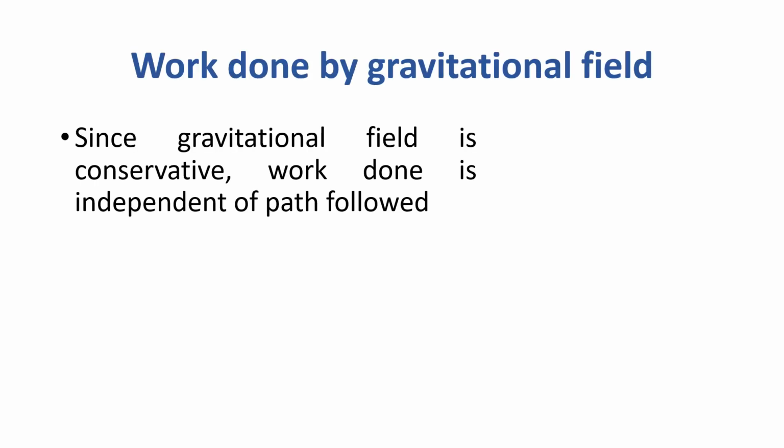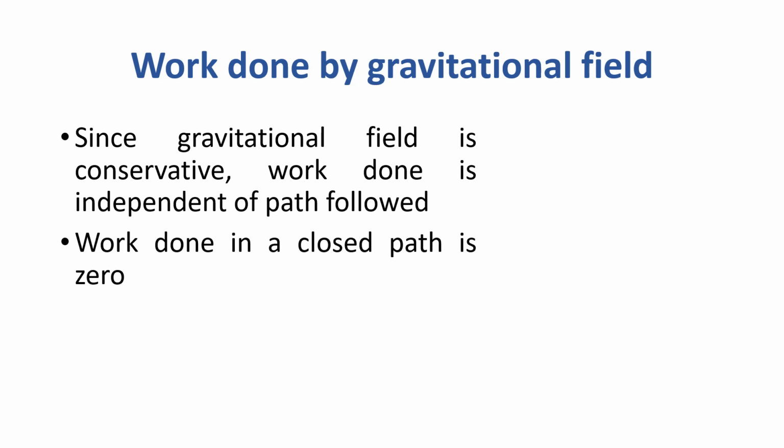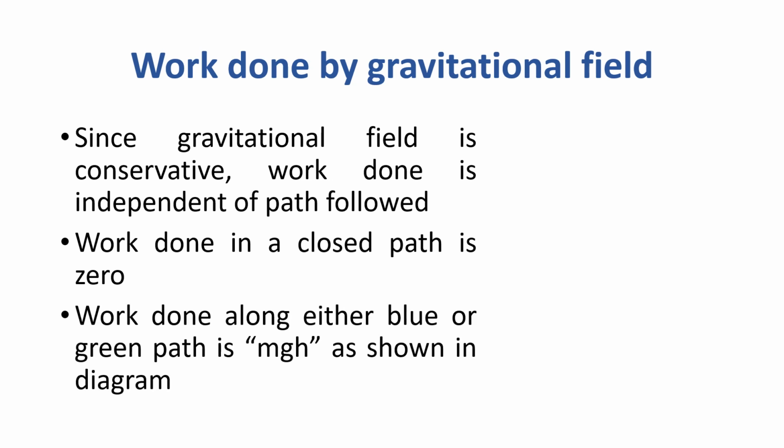Then we say that gravitational field is a conservative field. So the work done is independent of the path followed. यानी अगर आप gravitational field को consider करते हुए work को देखते हैं तो if the initial and final points are same, so the work done is independent of upon which path is being followed. And the work done in a closed path is zero. यानी अगर initial final point same है तो work done zero as we've talked earlier.